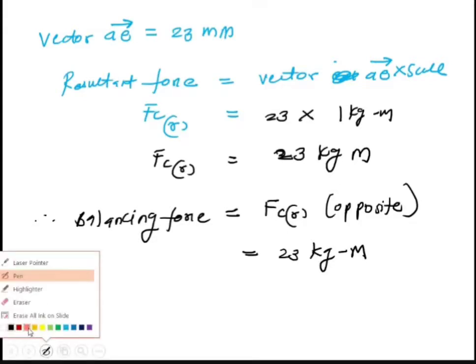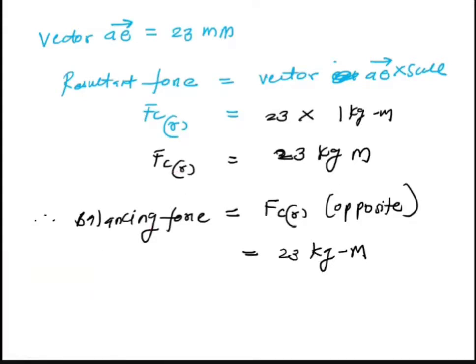So on the space diagram, you have to locate this resultant force, and opposite to the resultant force, locate the balancing force. Okay. So now what is this balancing force? Balancing force is nothing but the Fc. And what is Fc? Fc is equal to m into r. So m into r is equal to 23 kg per meter. So m is equal to 23 divided by r, which is 0.2 they have given. So I am getting a balancing mass m is equal to 115 kg.